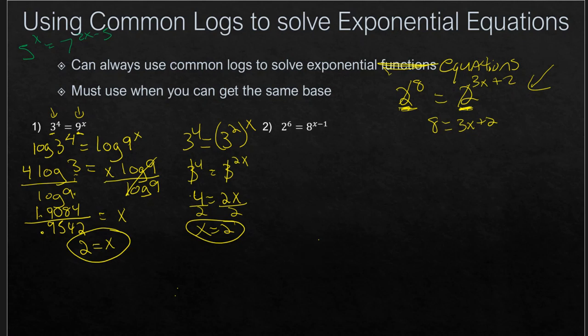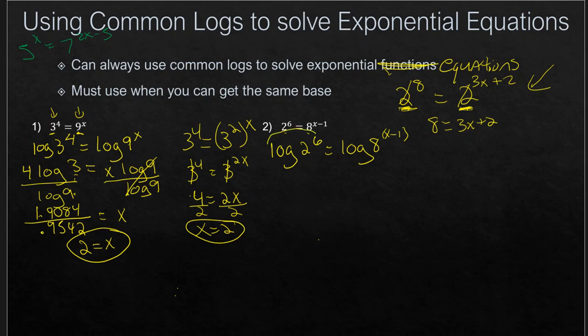All right, so if we look at number 2, this is another example where we could go about this just using exponential equations, but I'm going to use common logs just to show you that it works again. They don't have the same base. Again, even though we could get that to happen, we're going to ignore that. So we would just throw our log in front: the log of 2 to the 6 equals the log of 8 to the x minus 1. And you can put that in parentheses if needed.